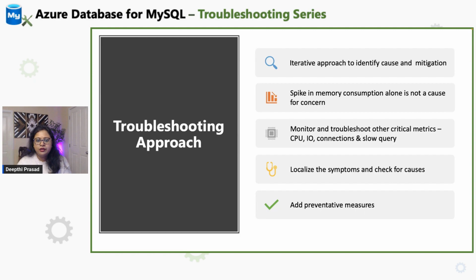The goal here is to localize the symptoms and check for possible causes. And once the cause is identified, we can take necessary mitigation steps and add in preventative measures and alerts in place to ensure that it's handled better the next time.